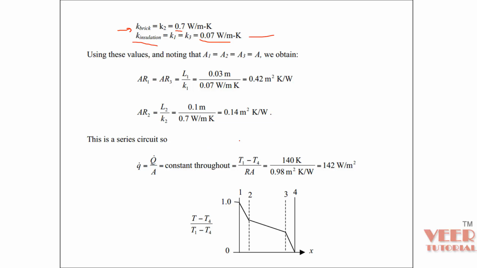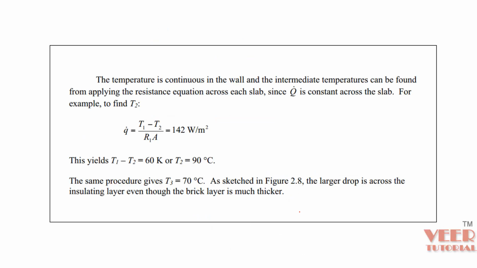So you can calculate the value of Q using this formula. First of all we calculate the value of this A into R, and then we find out that the net heat transfer will be this. So this heat transfer is in watts per meter square. So we divide this by area. And after that you can calculate the value of temperature by continuing this formula. So we find out the value of T3 is 70 and T2 is 90. So now let's solve this problem in Ansys. We are going to solve this problem in the next lecture.